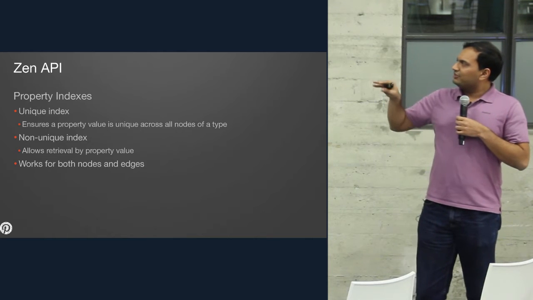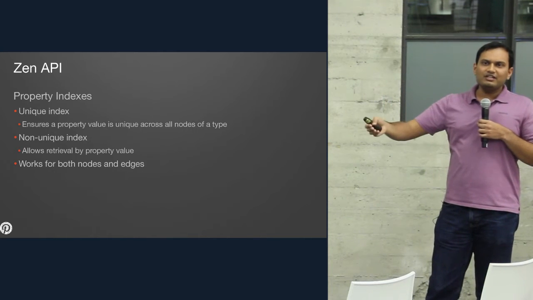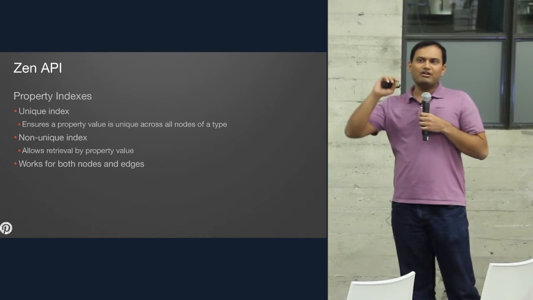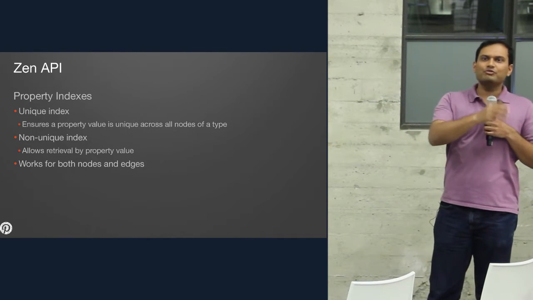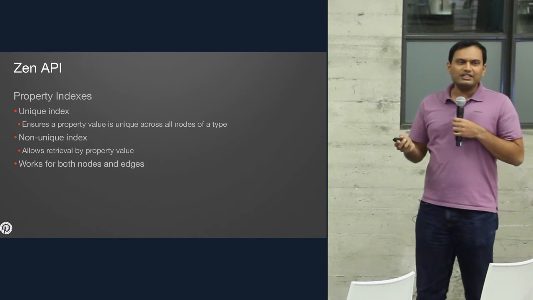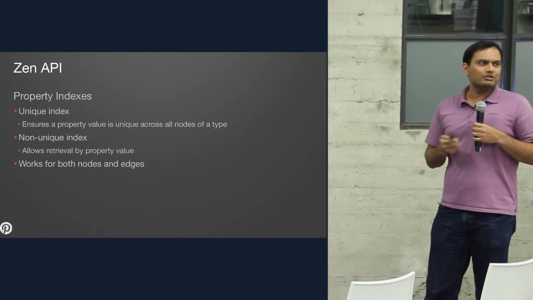But a non-unique index is just a way of retrieving nodes or edges by the value of a property. So give me all nodes which have property foo equals bar, or whatever. You can do things like that. And this works for both nodes and edges because you have data associated with both nodes and edges.